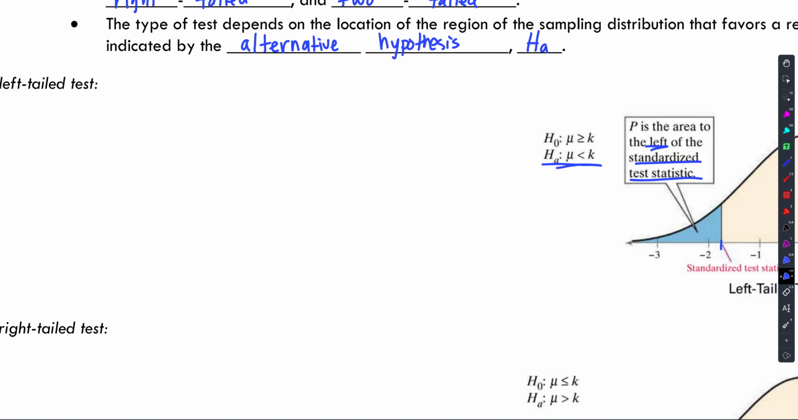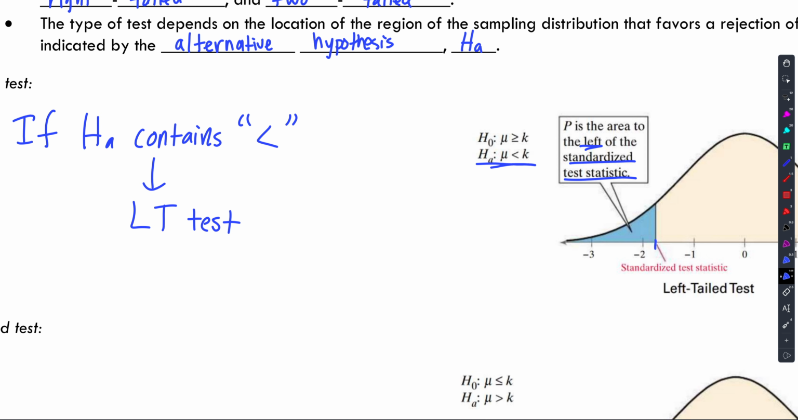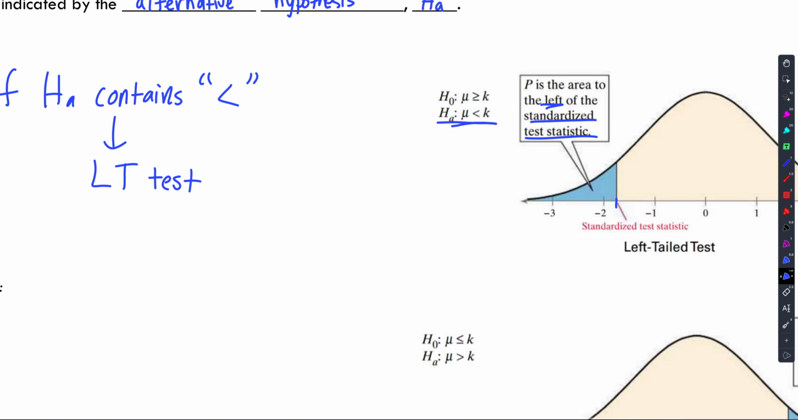So to determine if it's a left-tailed test, if your HA contains a less than symbol, then we have a left-tailed test. The type of test tells you how you are going to determine your p-value.